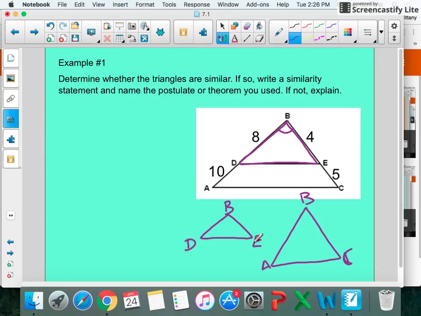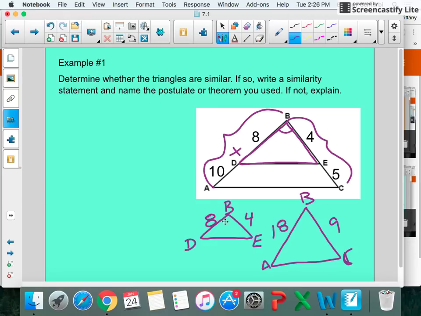Knowing that they give us the sides, that means that we're trying to show that it's going to be side, angle, side. So I'm going to fill in my triangle here. I know DB is 8 and BE is 4. AB, if we look here, AB is not just 10. AB is the whole thing. So we have to do 10 plus 8, that's going to give us 18. And then BC, we have to do the whole thing again. So 4 plus 5, which gives us 9.